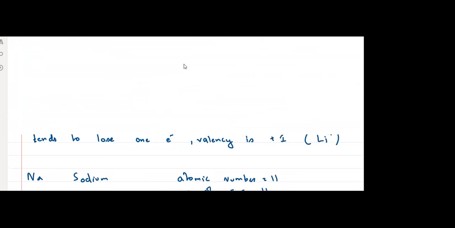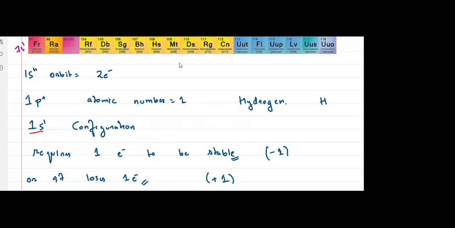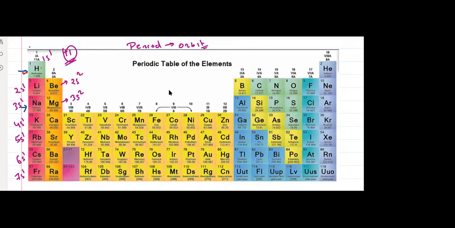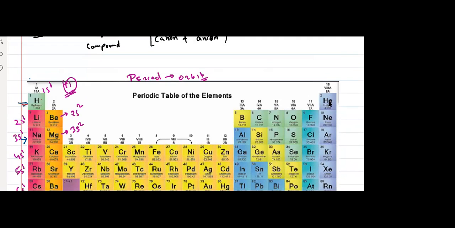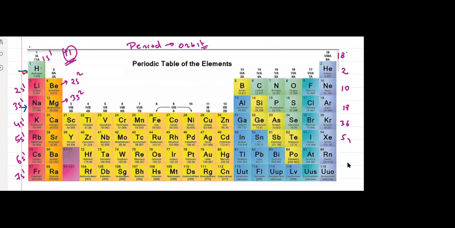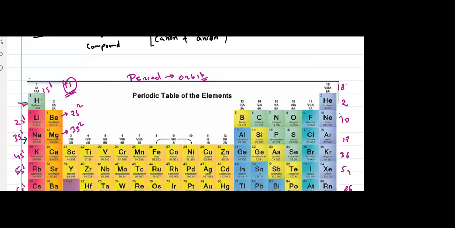So I guess all of you know how we can find the valencies. Yes or no? Tell me. So what should be the valency of the last, 18th group? Helium has 2 electrons. Neon has 10 electrons. Argon has 18 electrons. This will have 36 electrons, 54 electrons, 86 electrons, and 118 electrons. So they already have what? Stable. They are all already stable.